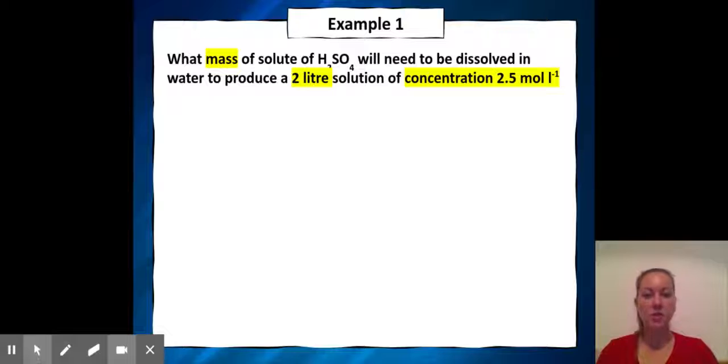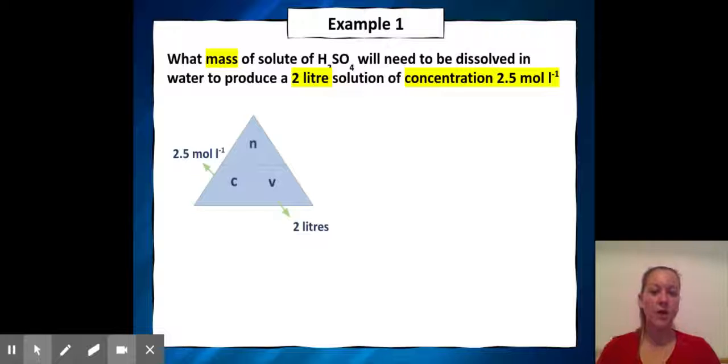So the question is asking us what mass of solute of H2SO4, so sulfuric acid, will need to be dissolved in water to produce a 2 litre solution of concentration 2.5 moles per litre. There's a lot of information in that question, and that's why we have highlighted the important parts. We're calculating a mass, we have a 2 litre solution and a concentration. So straight away, we have 2 out of 3 things for the volume liquids triangle. So we can use the concentration and the volume to calculate the number of moles.